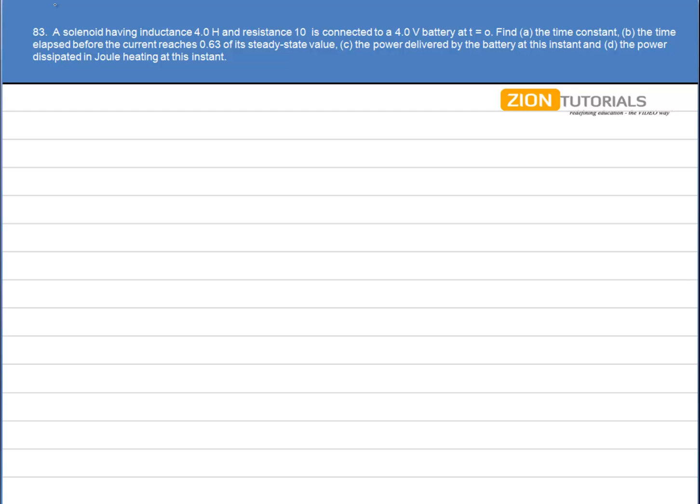A solenoid having inductance 4 Henry and resistance 10 ohm is connected to a battery of 4 volt. In the first part, we have to calculate the time constant. We have time constant as L by R. Substituting the value L as 4, resistance is 10, so I have 0.4 second. That is my answer for the first part.